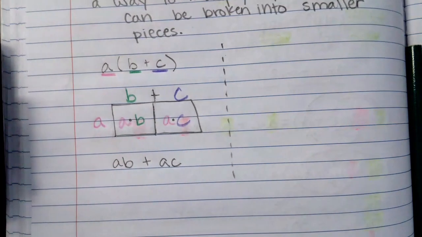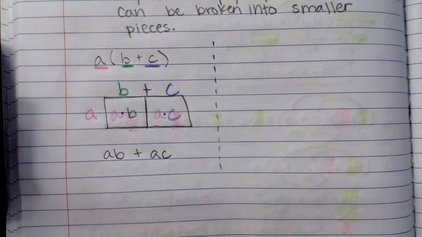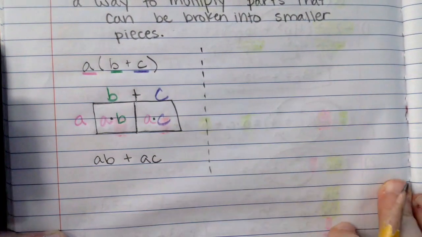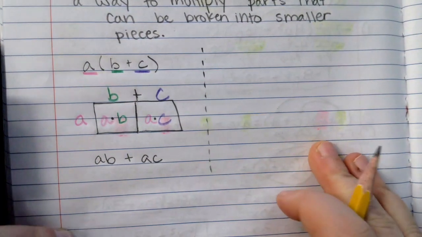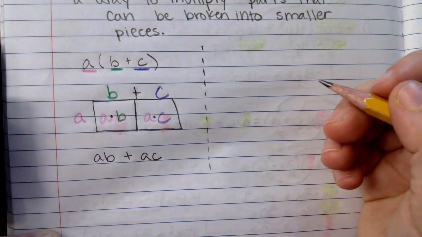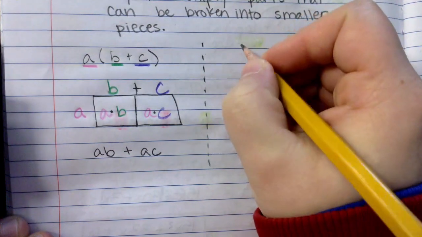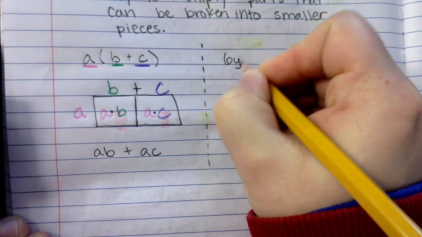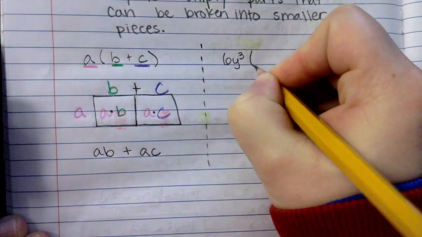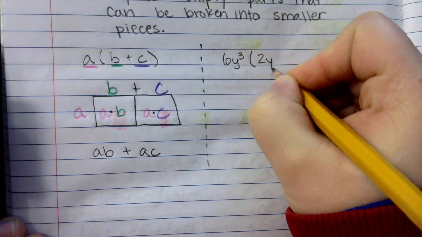All right, so we're going to do one example here. And then we're going to do it with binomials. And then we'll try one with a trinomial. All right, so in this one, if I have 6y to the third power times, and then in parentheses, 2y to the second power minus 3y plus 6.